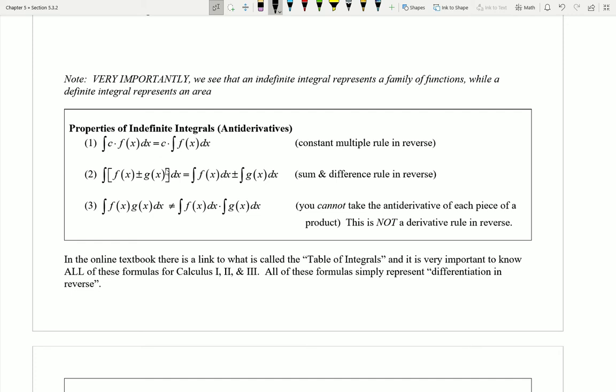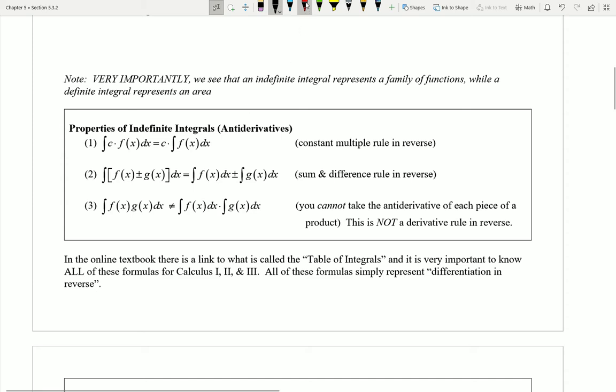that of course we should be aware of. Now, the first two of these we've actually already talked about back in section 4.10, which is that we can go ahead and use the constant multiple rule in reverse, and we can use our sum and difference rules in reverse to help us try to go ahead and find antiderivatives.